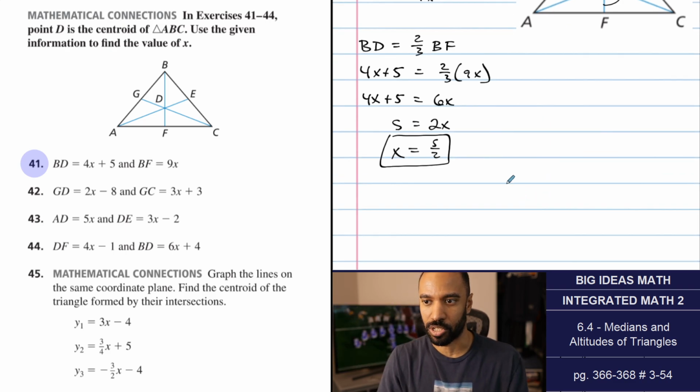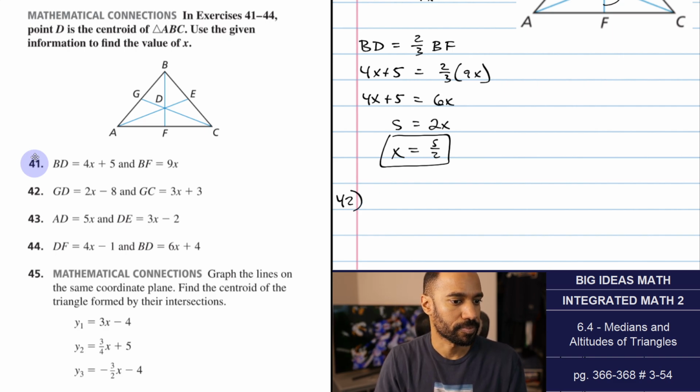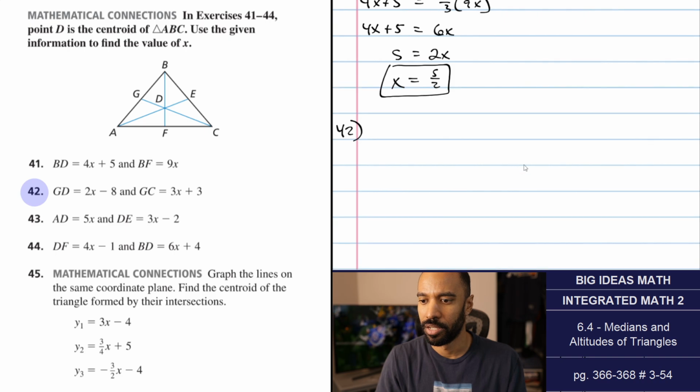Doesn't look like copying and pasting is really going to help me too much there, or using the figure, so that's okay. Let's just move on. 42. You can see the diagram on the other side.